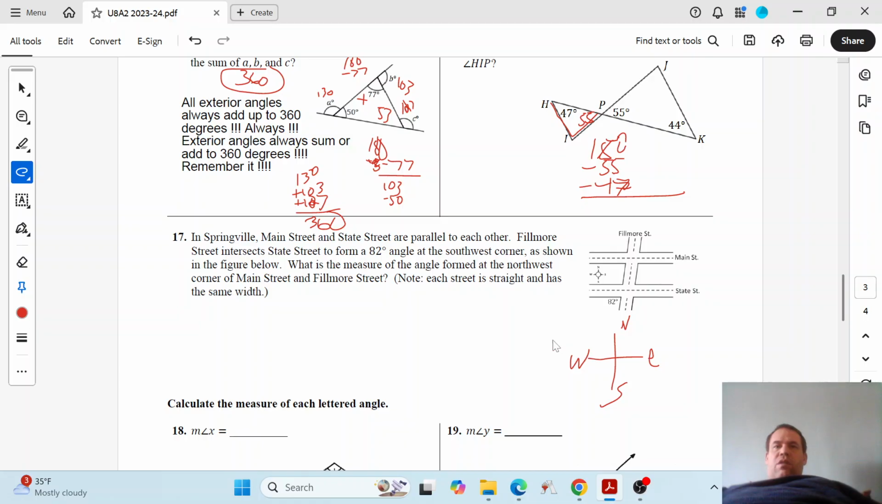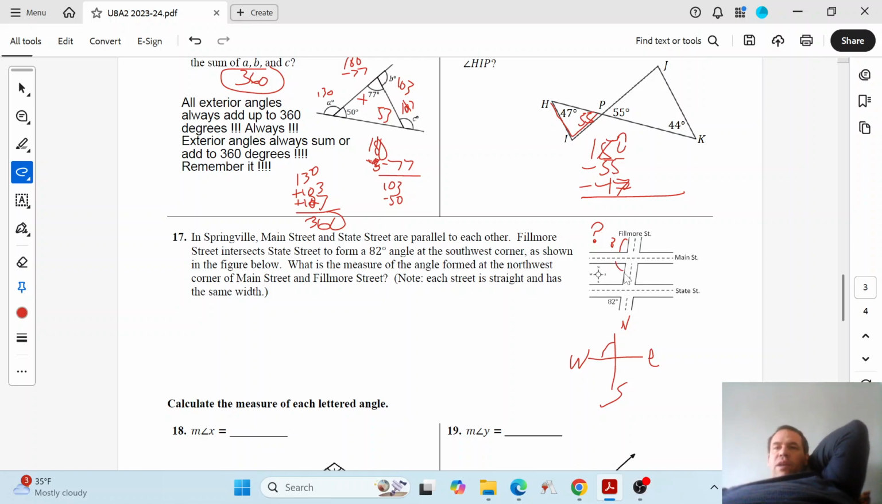Cool. So what is the measure of the angle formed at the northwest corner of Main Street and Fillmore? So that'd be the northwest corner, so that'd be up here. That's supposed to be a question mark I just drew. So basically, what's that angle up there? The northwest corner. Okay. So we have two parallel lines cut by a transversal.